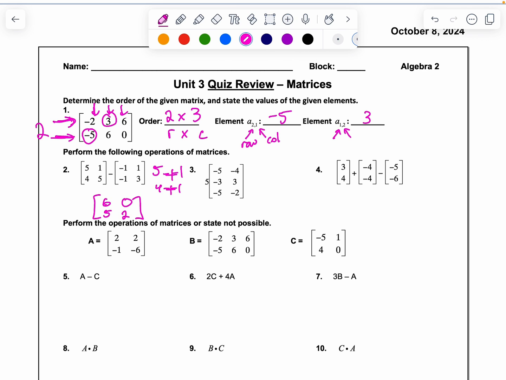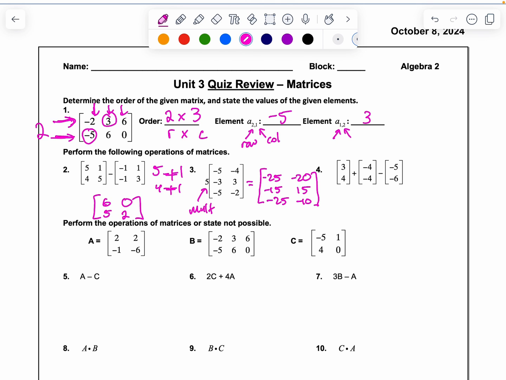Next one, when you have a number on the outside, you're multiplying. So you are multiplying everything inside of it by that scalar of 5. So you can do it in the calculator or you can just do it in your head. So 5 times -5, 5 times -4, 5 times -3, 5 times 3, 5 times -5, and 5 times -2.